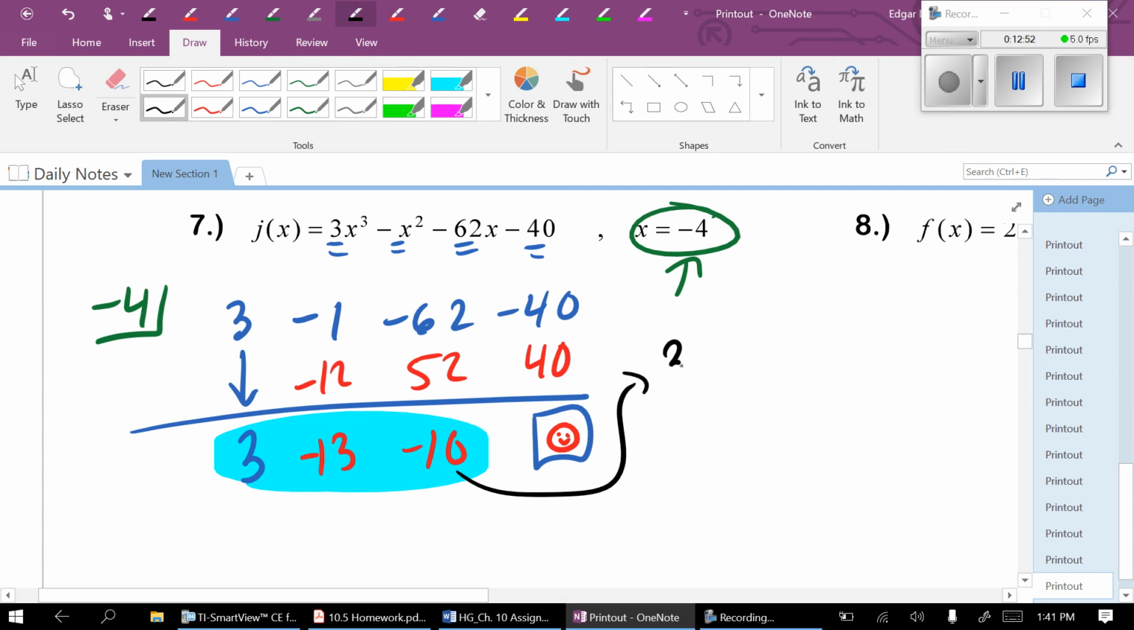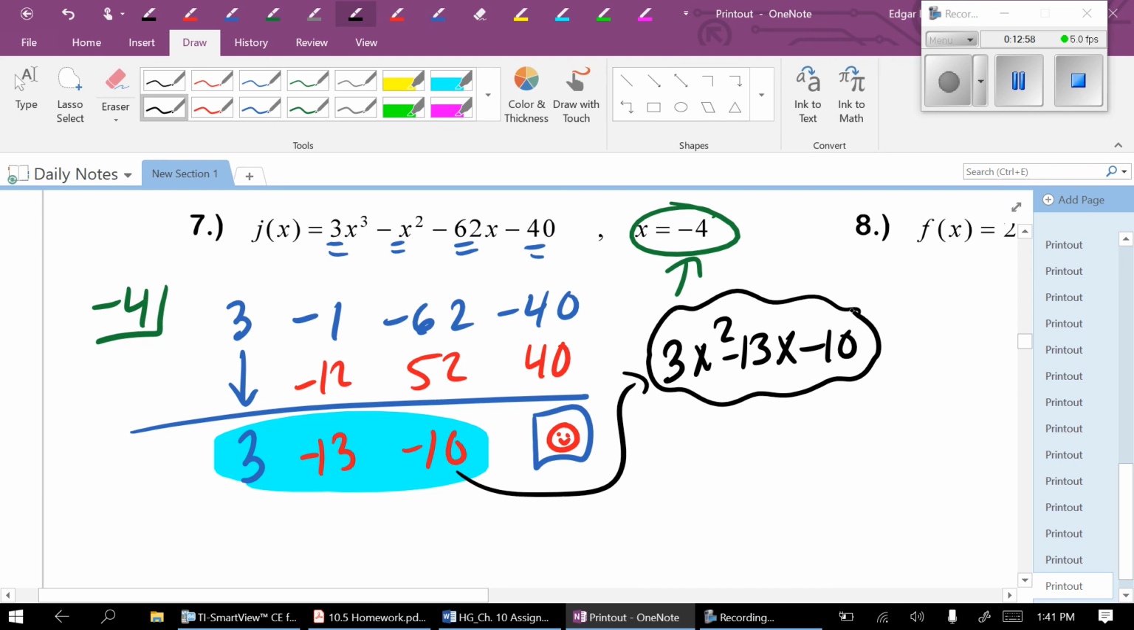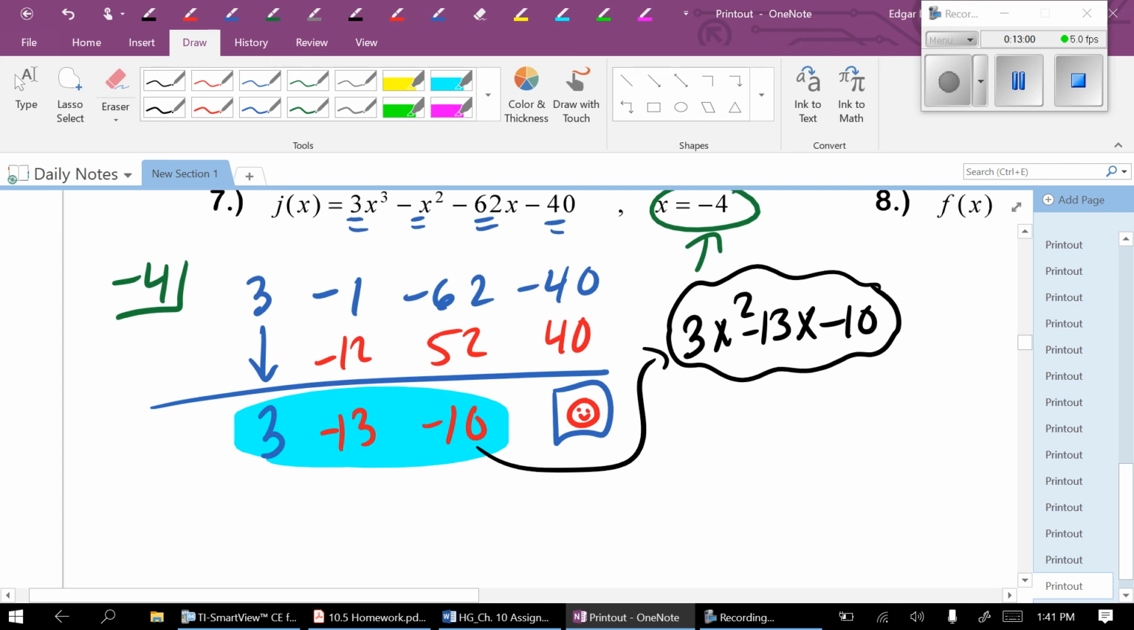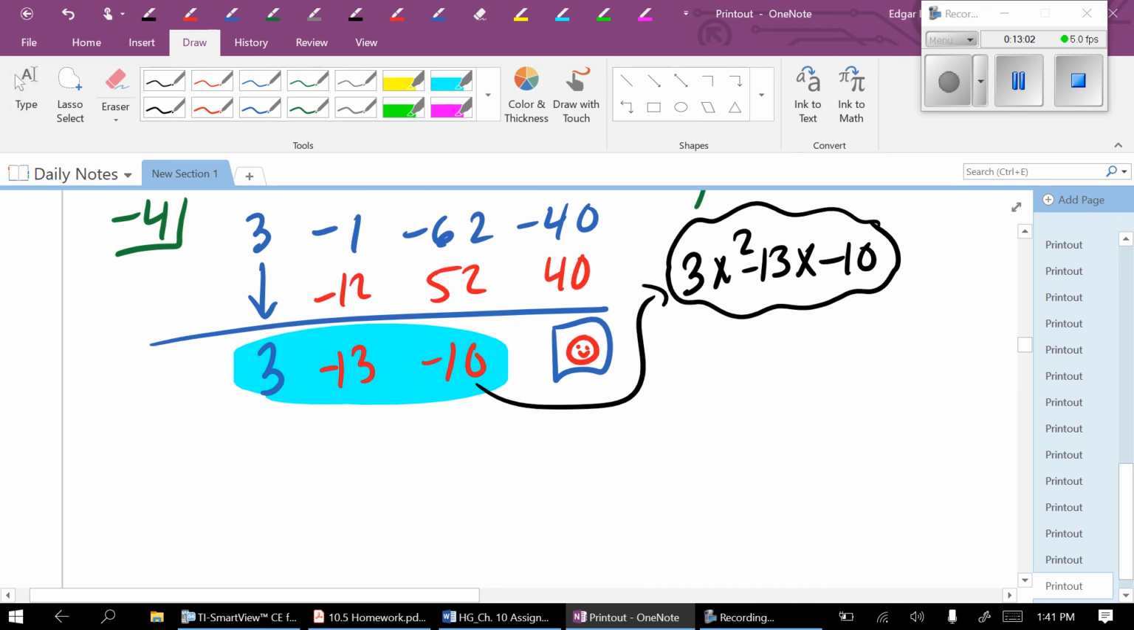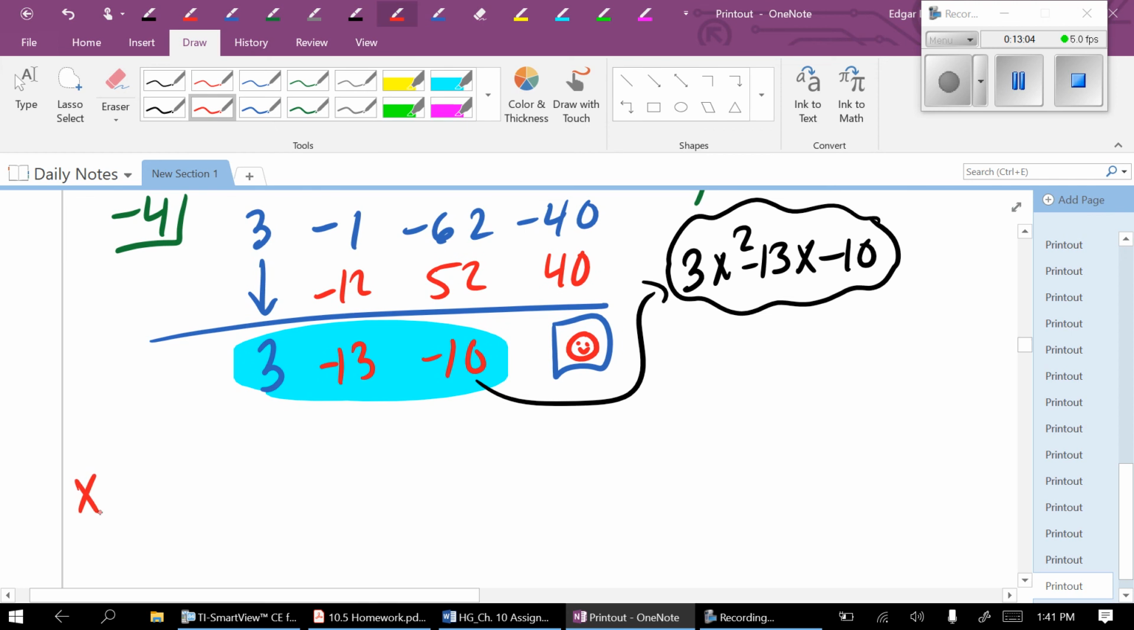So we get 3x squared minus 13x minus 10. This is the quadratic I have to solve. This is what I'm going to have to use my quadratic formula on. So let's do that. Here we go.